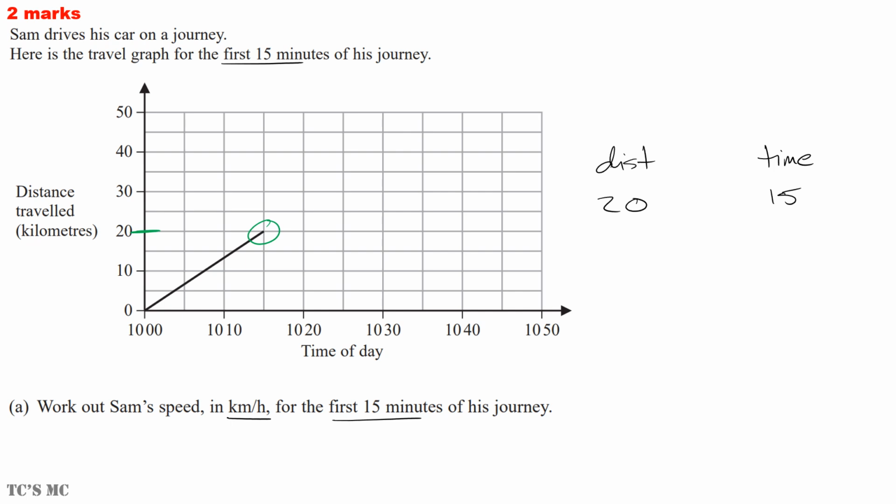We want the speed in kilometers per hour. That is 60 minutes. To go from 15 to 60, we need to multiply by 4. Do the same on the other side. And now we have 1 mark. 20 multiplied by 4 is 80. That means Sam's speed is 80 kilometers per hour. And that is our second mark.